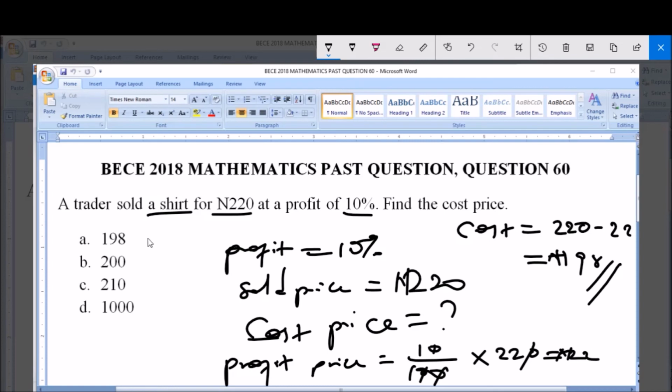Now from the options here, option A says 198 naira, which is correct. So A is our right answer.